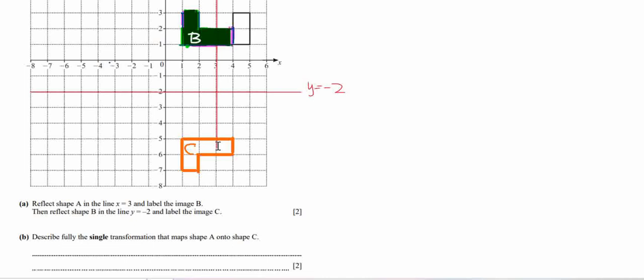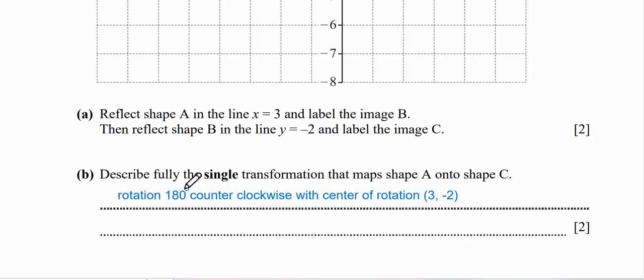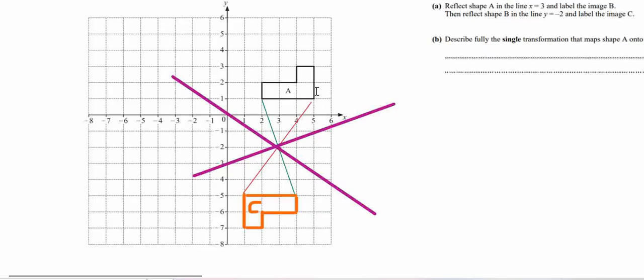So let's open up the answer. Well, the answer is a rotation of 180 degrees counterclockwise with center of rotation (3, -2). Let's see how it works. So this is image A, and this is C. We can see that there is a rotation because the orientation has changed.